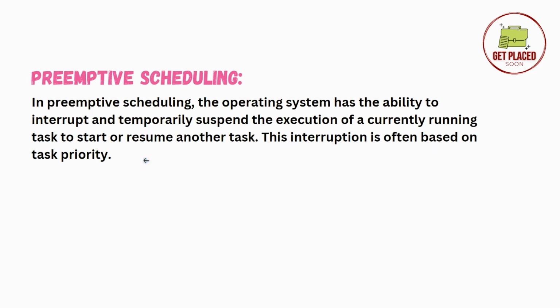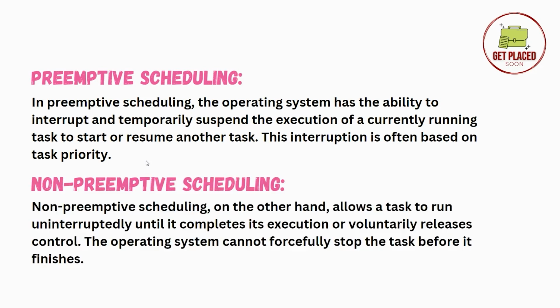For example, as I said, process A is doing its execution, and we came to know that process B has higher priority, and process B has to execute now immediately. So before completing process A itself, we will stop process A and we will start with process B. And this ability to suspend the current running task and shift to another task is known as preemptive scheduling. Now let's see the other type of scheduling, that is non-preemptive scheduling.